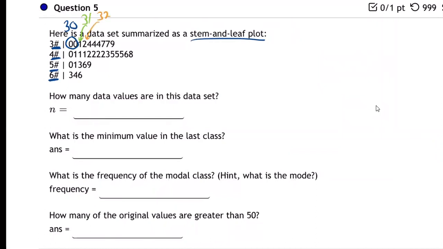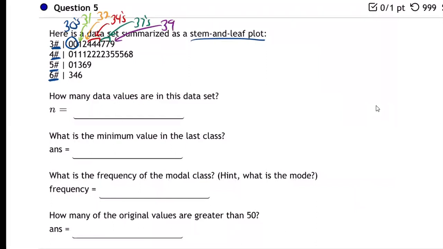The 4s right here are a bunch of 34s. And the 7s are two 37s. And then finally, we've got the 39. And then there's the next row, etc.